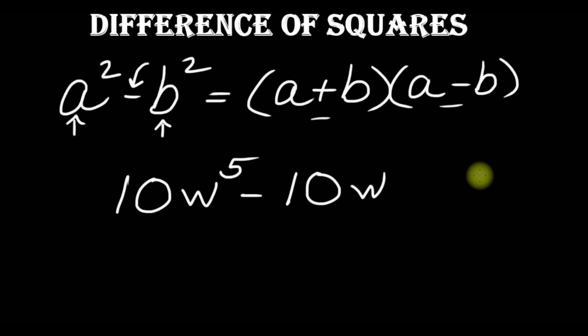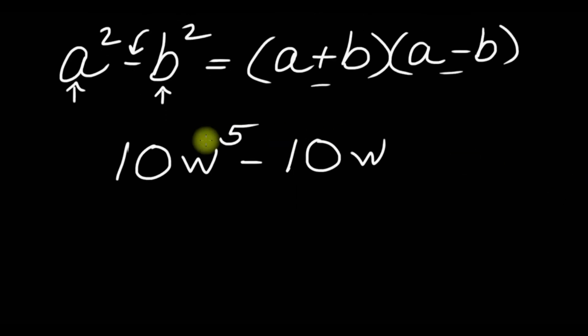Let's take a look at another one here. Okay, difference of squares. So 10w to the fifth, take away 10w. So as of right now, 10w to the fifth is not a perfect square. Okay, because when you take square root of 10, it's not going to come out to a nice number.